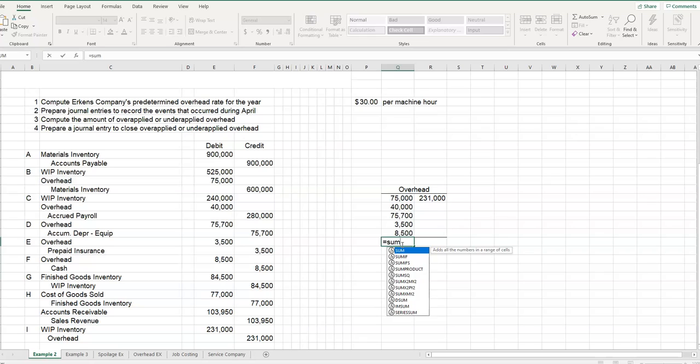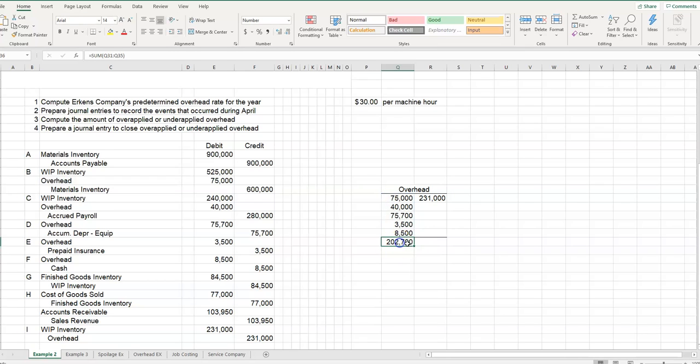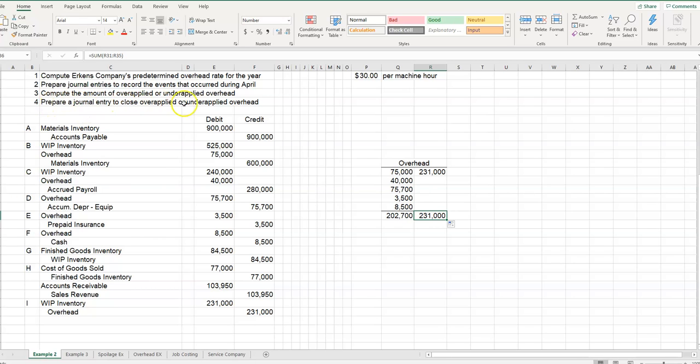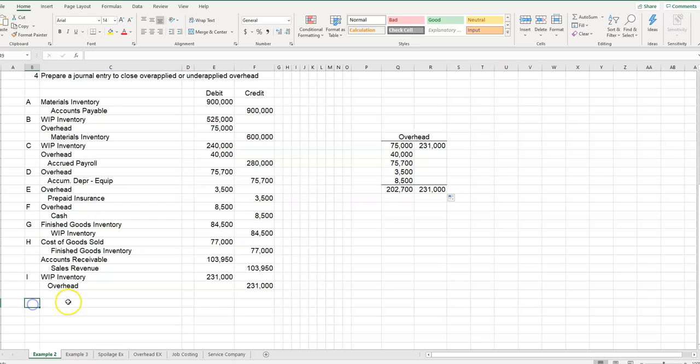So if we sum our debits and our credits, we can calculate how much our actual was versus our applied. So we have our actual overhead versus our applied or allocated overhead. So we over applied overhead. The amount on the credit side is our estimate or an application of overhead, and the amount on the debit side is our actual costs. We over applied overhead $28,300. So the last thing we want to do is close that account. When we close the overhead account, we close that amount to cost of goods sold.